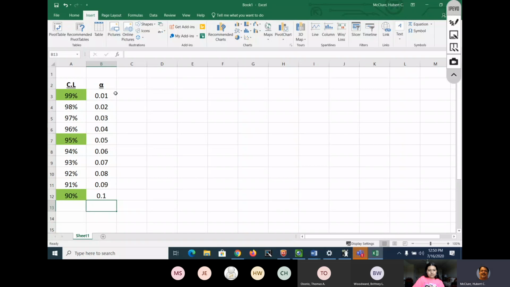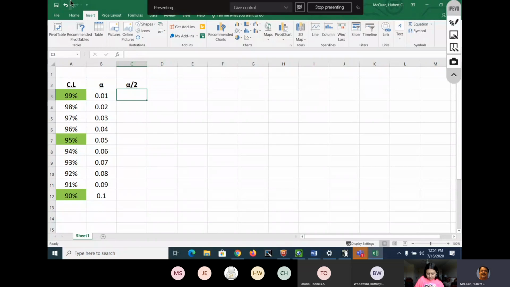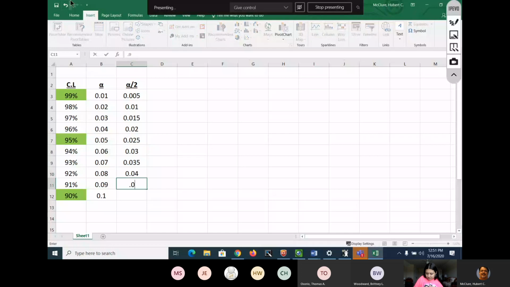Okay. Now you're going to need alpha over 2. So Control C, Control V, divided by 2. So half of a penny is 0.005. Half of 2 pennies is 1 penny. Half of 3 pennies is 0.015. Half of 4 pennies is 2 pennies. Half of 5 pennies is 0.025, 0.03. Hopefully you see the pattern. Half of a dime is a nickel.